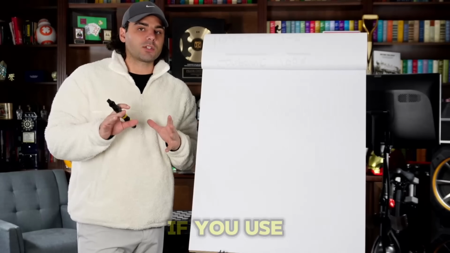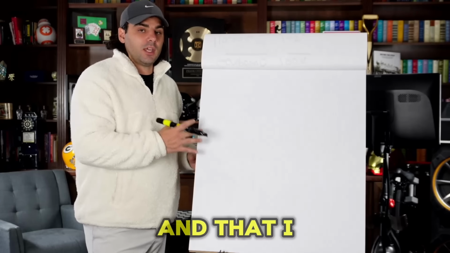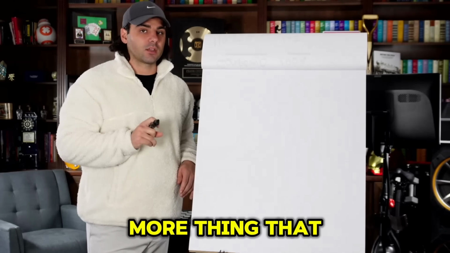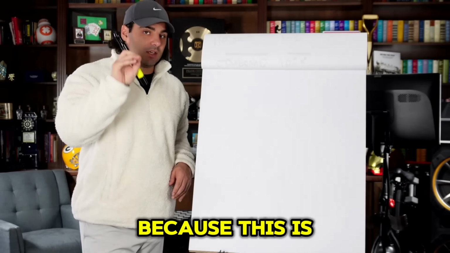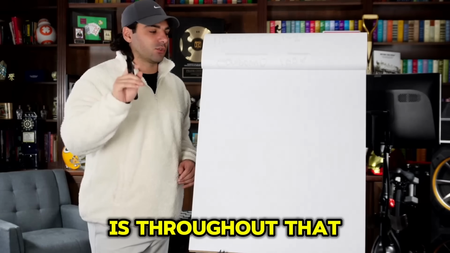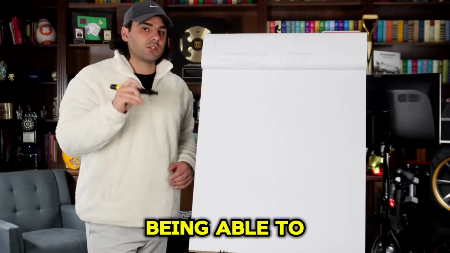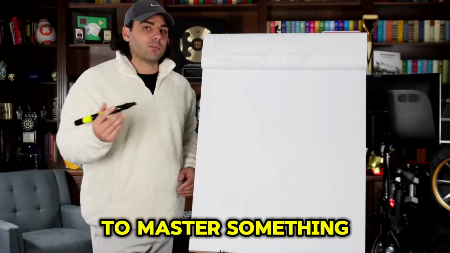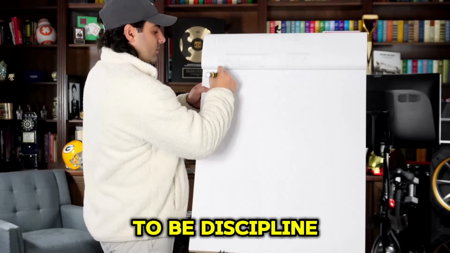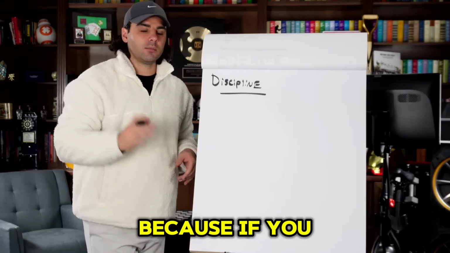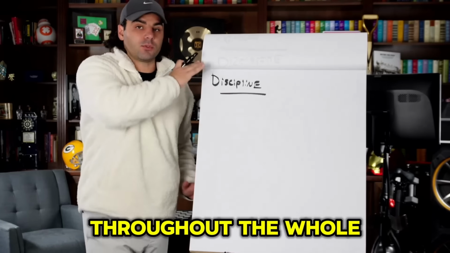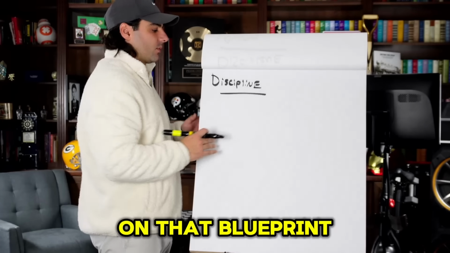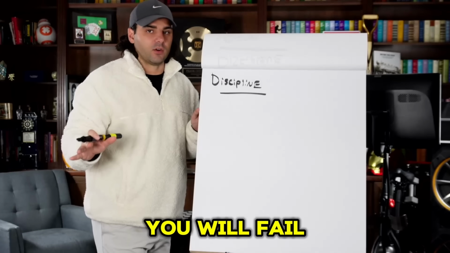Now, this only works if you use the blueprint that I just shared with you and showed you step by step. And there's one more thing you need to understand, because this is the most important thing: throughout those 12 months of compounding your bankroll and moving day in and day out, you're going to have to master something, which is discipline. Discipline is so important, because if you are not disciplined throughout the whole entire 12 months, this will not work. You're not going to see the numbers that I just showed you on that blueprint. You will fail without discipline.